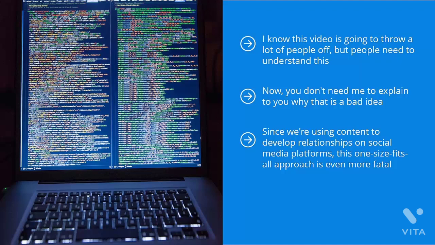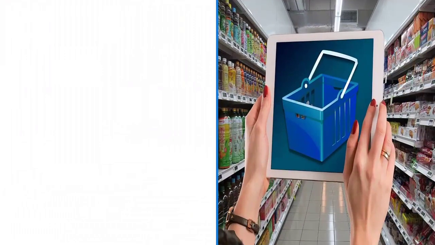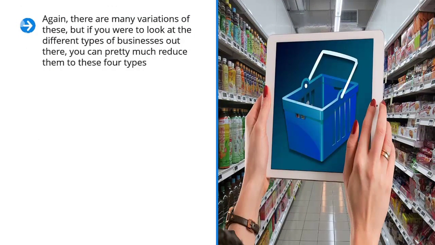You have to customize, modify, and tweak your particular content and publishing strategies on social media to fit the type of website you are trying to promote. Now, there are a huge number of website variations out there. In fact, there are too many. I would venture to say that the only limit really is your imagination. But if you were to categorize these different website types into 4 rough forms, they would more or less fall into the following: publishing, e-commerce or dropshipping, email lists, and traffic sales. Again, there are many variations of these, but if you were to look at the different types of businesses out there, you can pretty much reduce them to these 4 types.